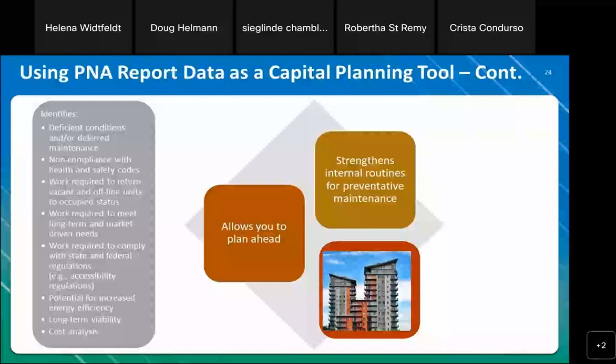Of course, any increased energy efficiencies that we can incorporate to prepare for this long-term viability, and be able to do a really good cost analysis of how we are getting to the end result of financing the repairs. And sometimes the answer is we can't do it. It's not there, and you have to completely dispose of it and get out of it.